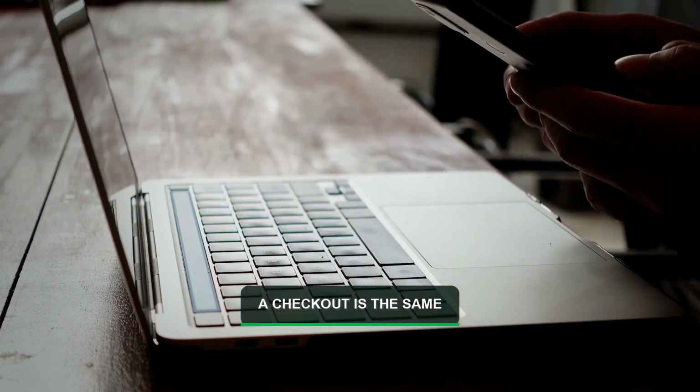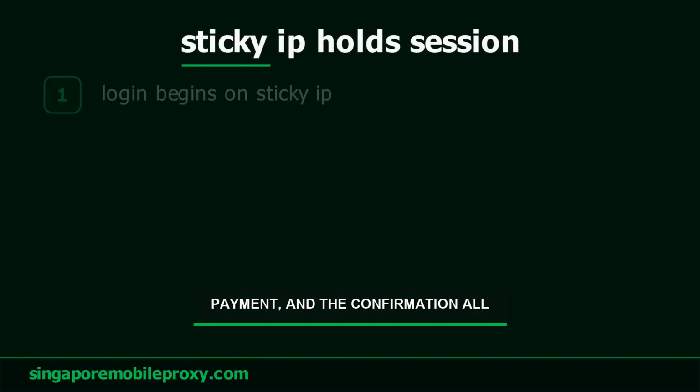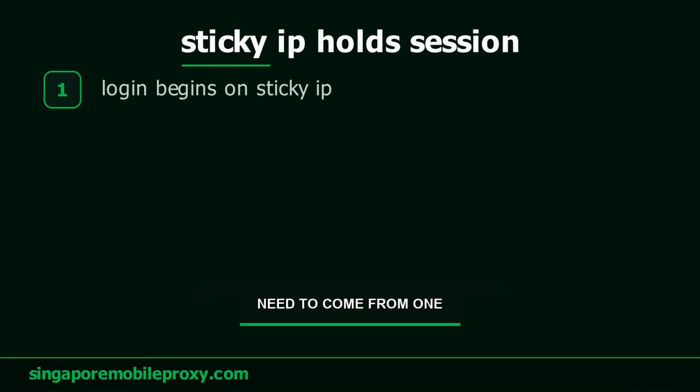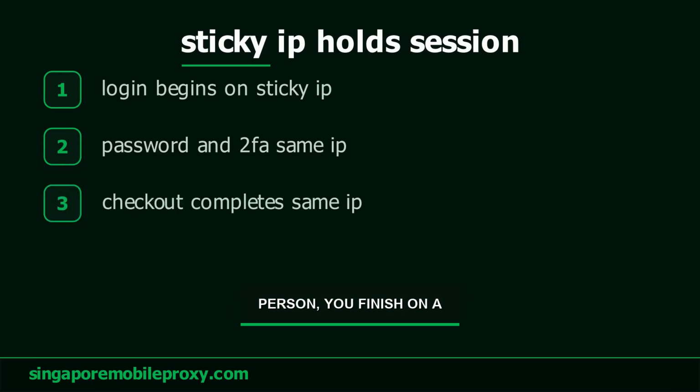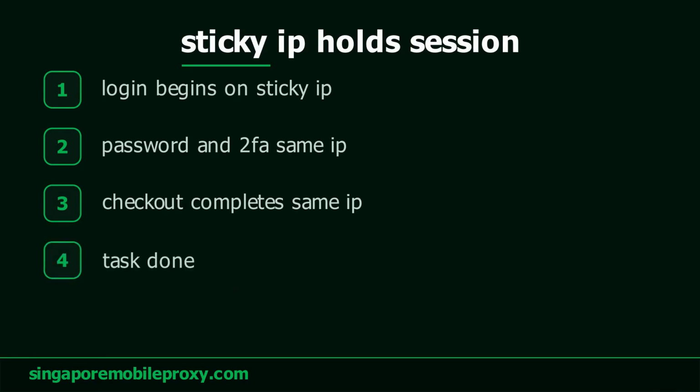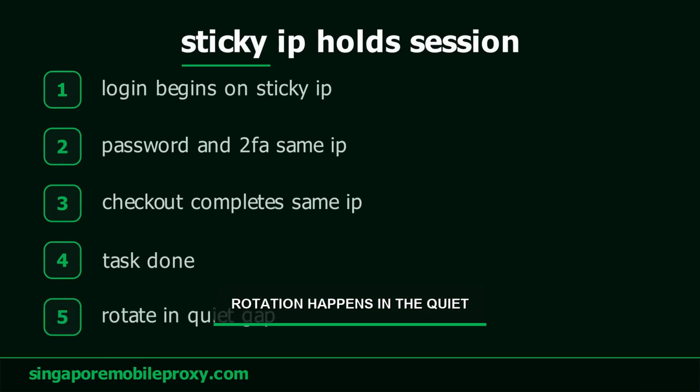A checkout is the same story, where the card, the payment, and the confirmation all need to come from one steady address. So the rule is simple. Anything that has to feel like one continuous person, you finish on a single sticky IP first, and only then do you rotate. Sticky IP carries the session through to the end. The rotation happens in the quiet gap afterward, never in the middle of it.